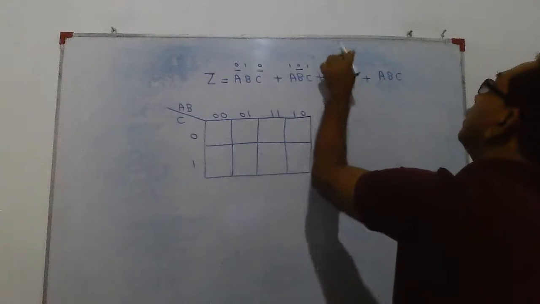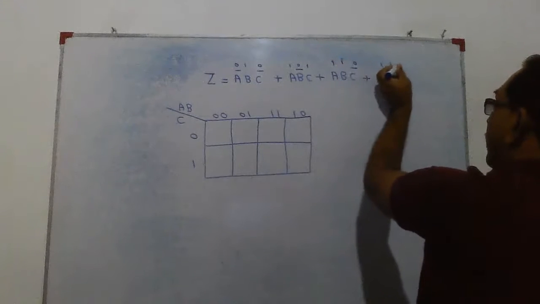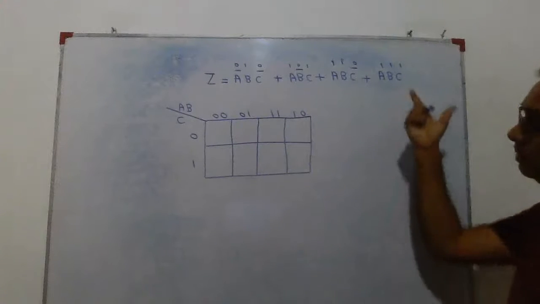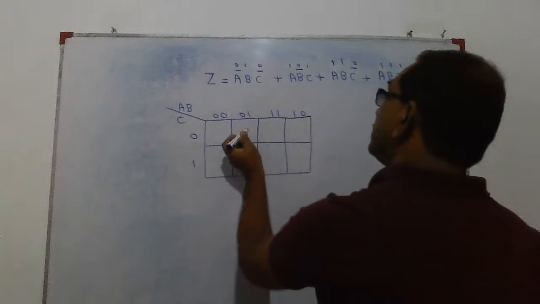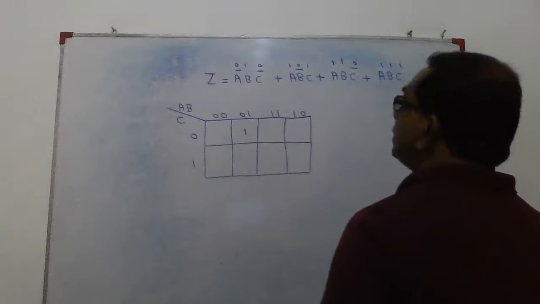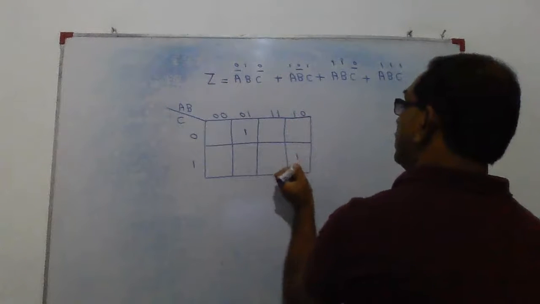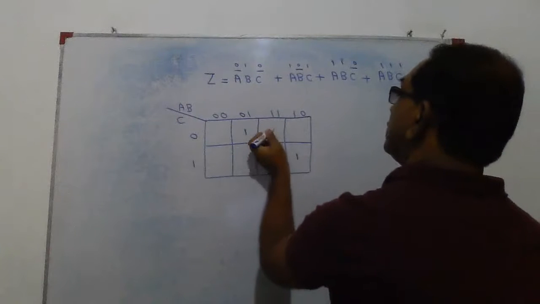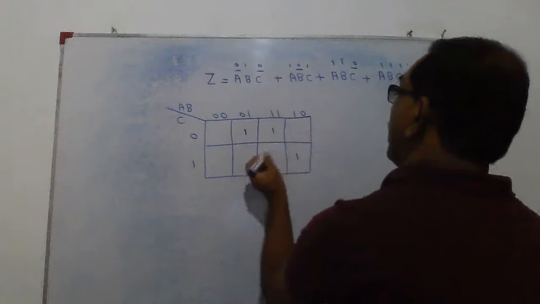1, 1, 0, 1, 1, 1. It is very easy. 0, 1, 0. So we have 0, 1, 0 here, 1, 0, 1 here. It is here, 1, 1, 0. We have 1, 1 and 0 here, and 1, 1, 1 here.